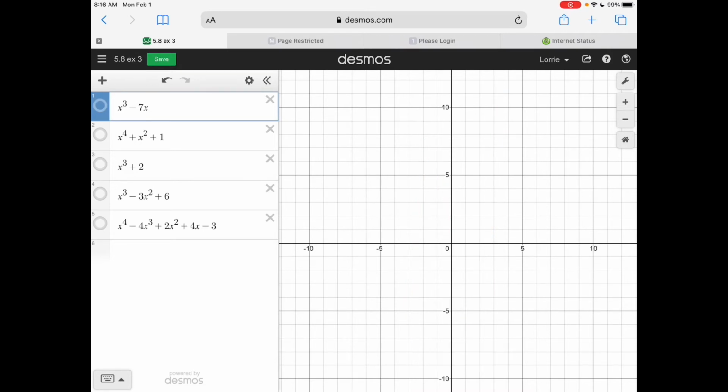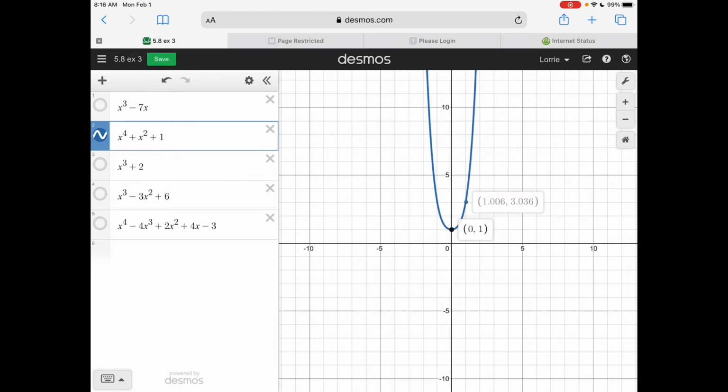Let's move on to our next one, x to the fourth plus x squared plus 1. And I see that it looks symmetric about the y-axis. I have a y-intercept here, and I can see that if I pick out a point, let's say 1, 3, somewhere close to there, and I have a negative 1, 3, the same thing. So this is even. It is even degreed, but we can go further and say that it's an even function because it has symmetry about the y-axis.